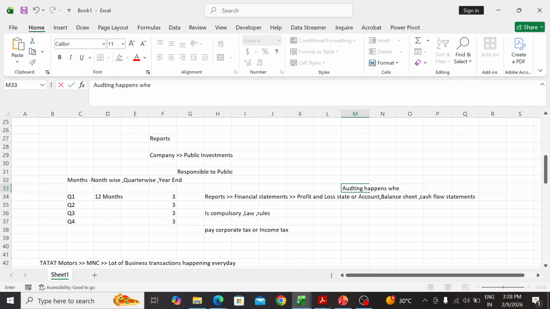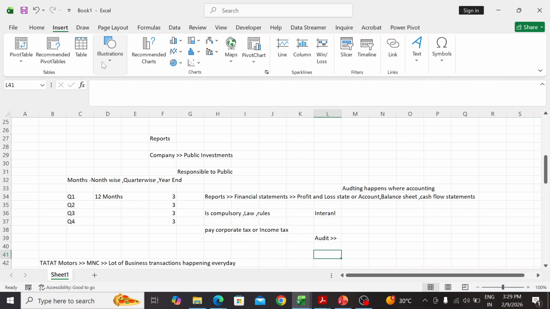Auditing happens where accounting ends. It means that after preparation of the profit and loss accounts, balance sheet and cash flow statement, audit happens. Before that also we can engage people for auditing purposes, but that is internal audit. So generally, in a broader way, audit happens in two ways.